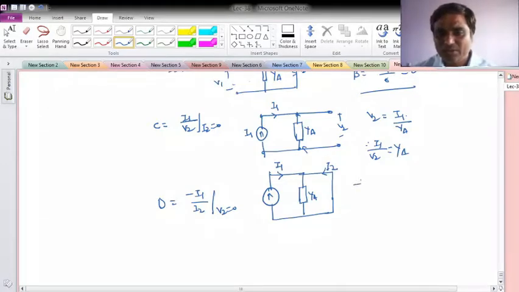So what will be minus I1 over I2? I can see that I1 will be equal to minus I2, because this direction and this direction are opposite to each other. So ultimately I1 will be equal to minus I2, and this ratio will be simply 1. So what about D? D will be equal to 1.